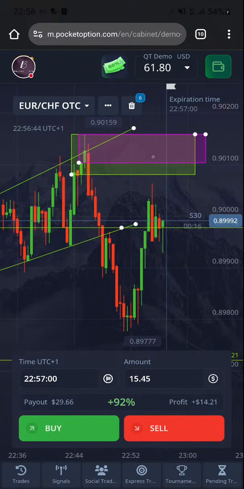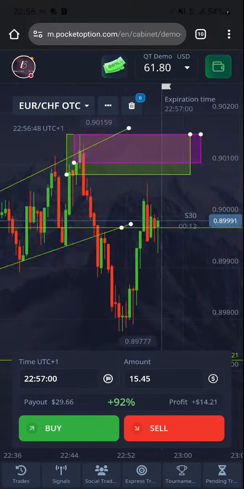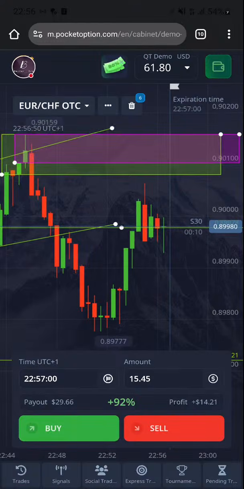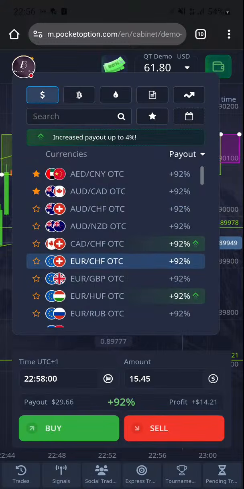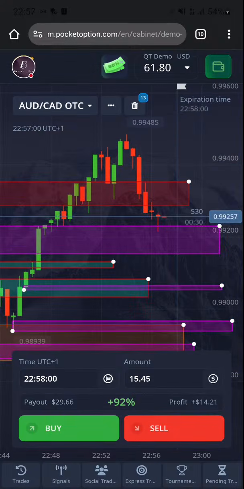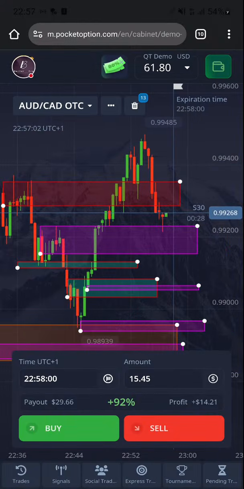So we have an entry up here. Immediately price comes in, we can take a trade to the downside. Above this round number would be a very good place. Well, you know what? Let's keep this. Let's check the previous market.